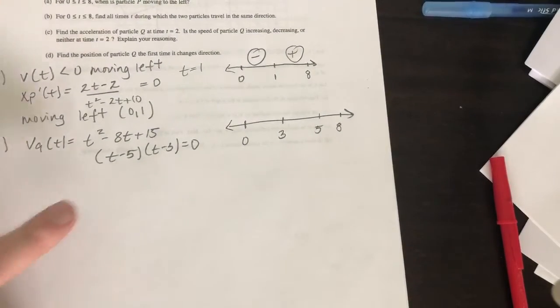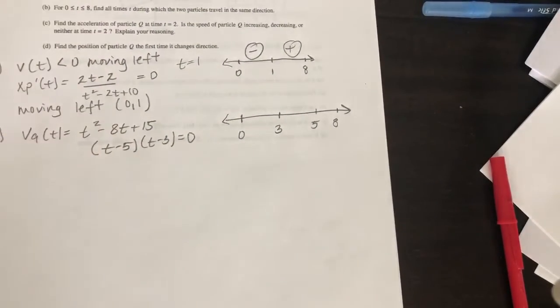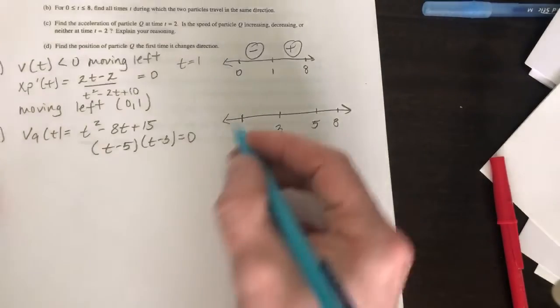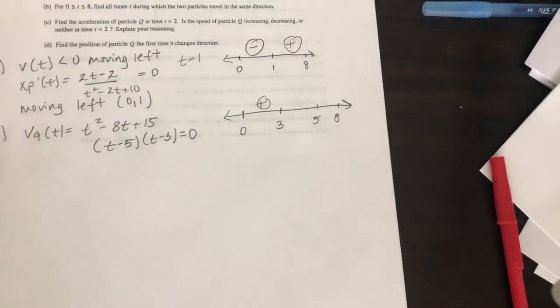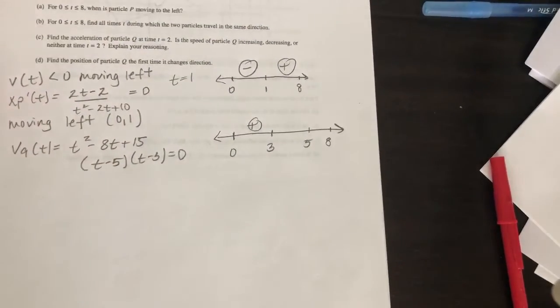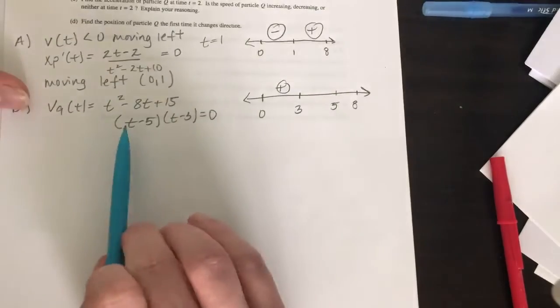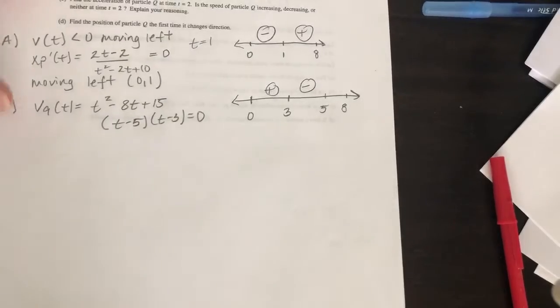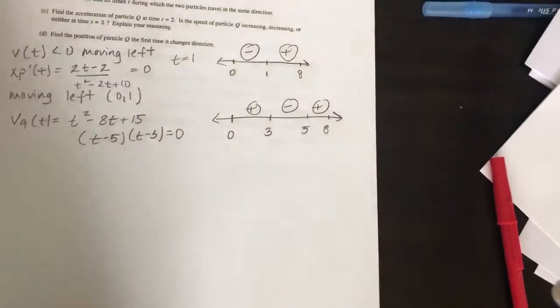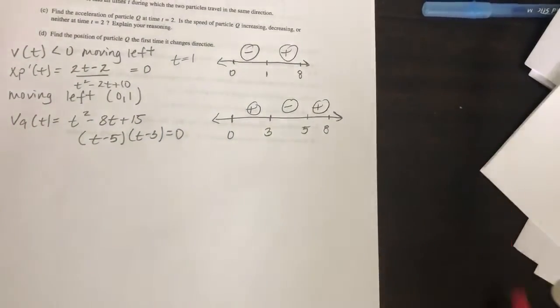We're going to plug into our velocity function to figure out what direction it's traveling. So we plug in a 1. You should get positive: 1 minus 5 is negative, and a negative times a negative is a positive. Plug in a 4, it should be negative. And plug in a 6, it should be positive. Okay, so we'll know where they're traveling the same direction.